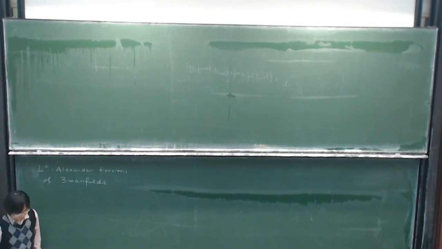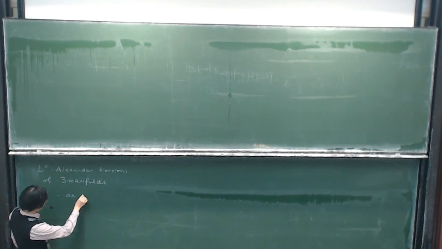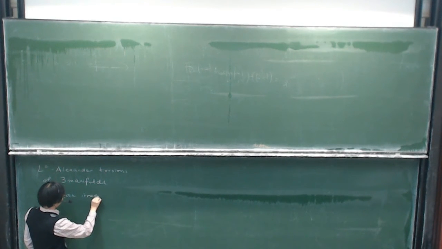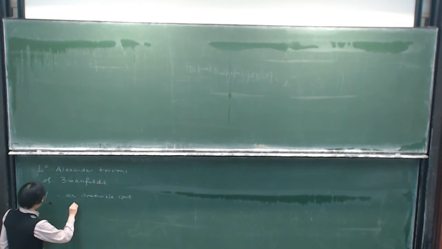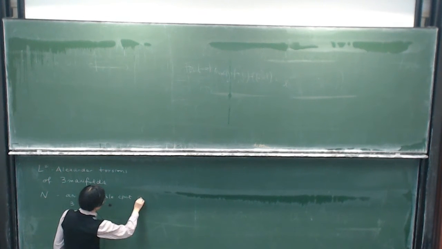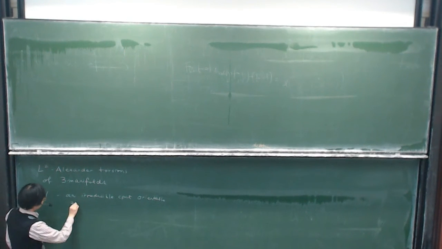So our basic setting would be that you think about some N, that would be any three manifold, and you want to put some adjectives there to make your life easier. Since you're talking about homology, usually you want to put some condition like irreducible, and let's say compact. I think I want it also to be, let's say, orientable, 3 manifold.